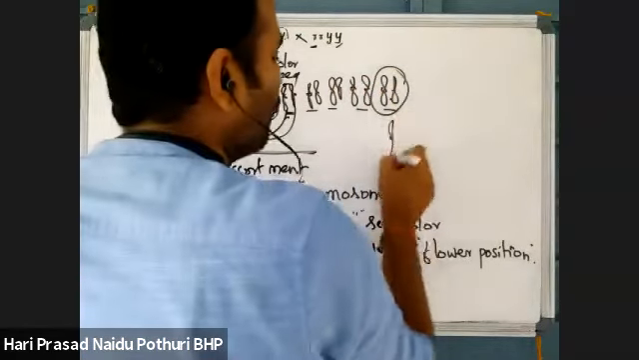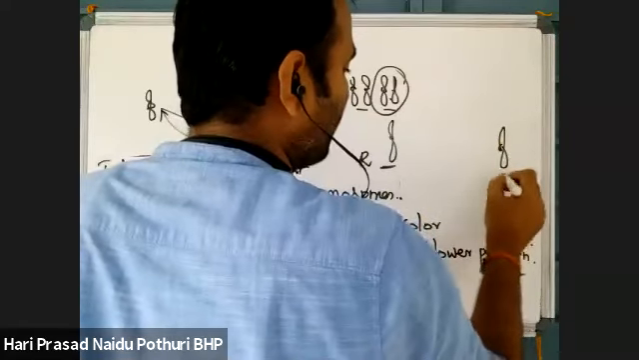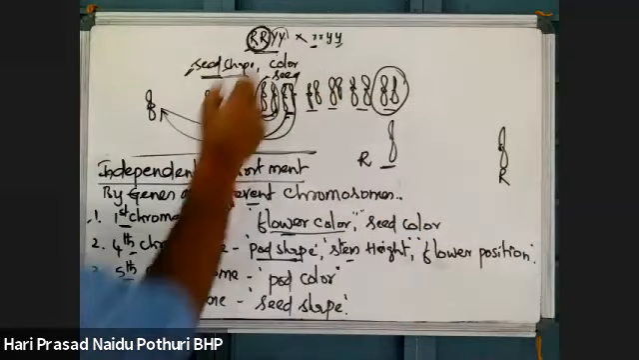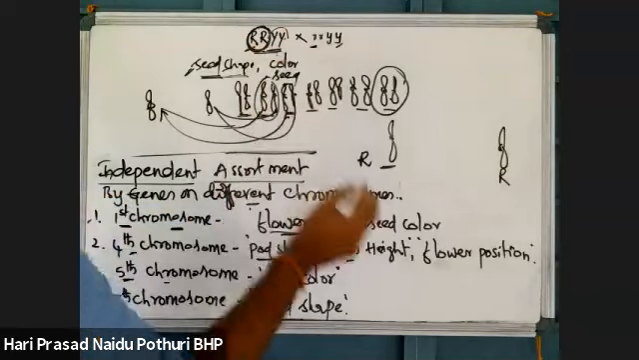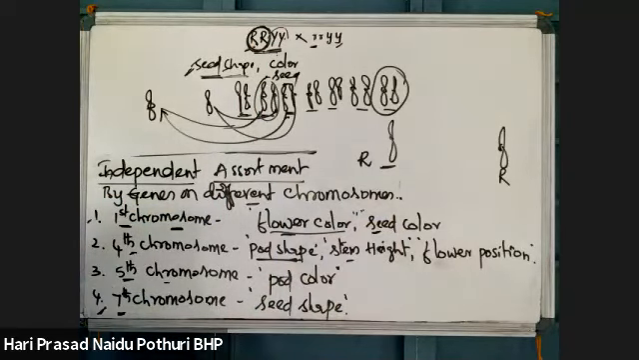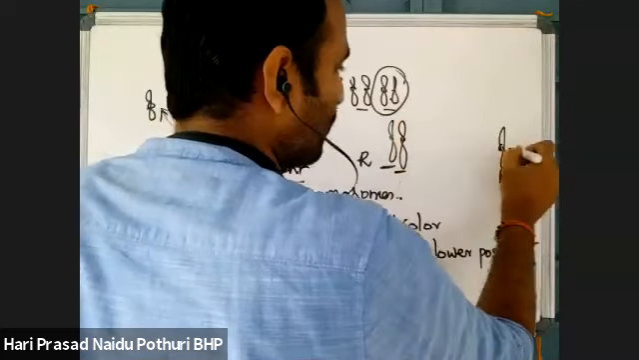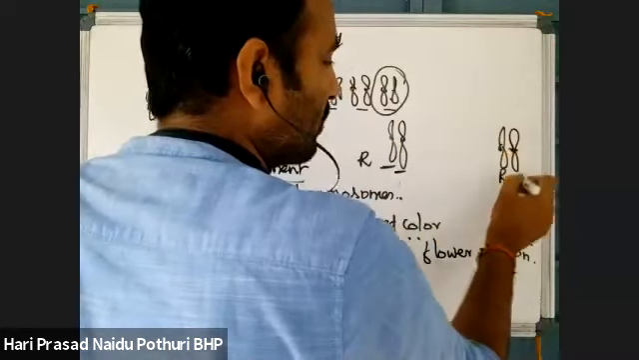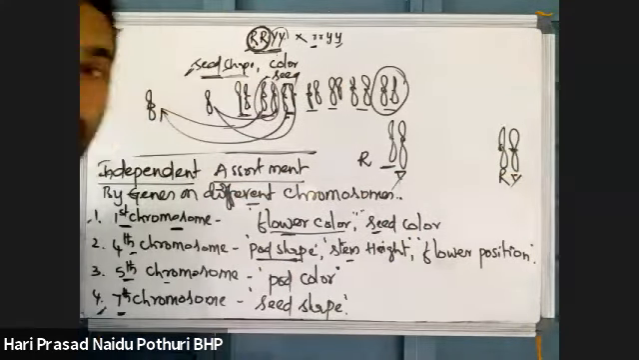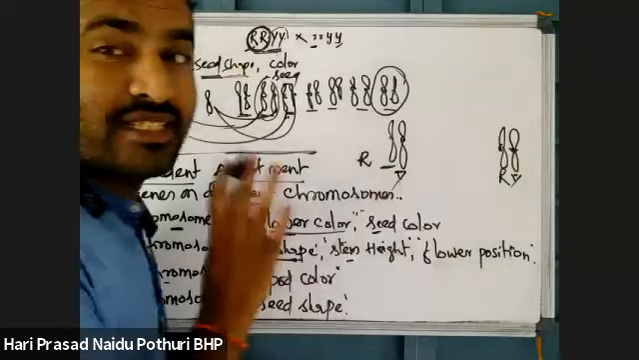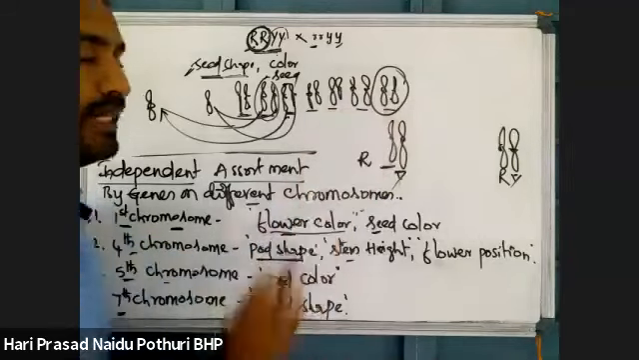So, half of the gametes will get capital R and half will get small r. And Y means seed color. Seed color is present on the 1st chromosome. So this half of the gametes will get the 1st chromosome, and the remaining copy of the 1st chromosome will be shared into another gamete. No problem. So they are independently segregating. Yes or no? They are independently separating.